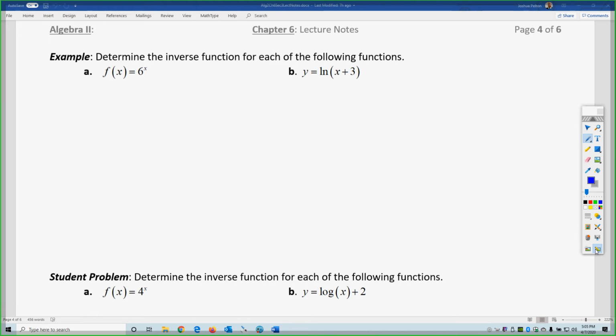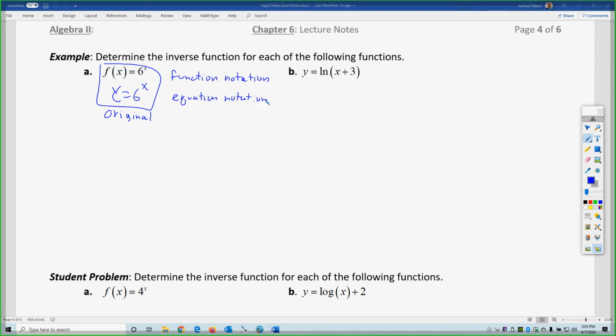This is the function notation. If I write it in equation notation, it's y equals 6 to the x. So that is the original function. That's just the function notation. That is the equation notation.